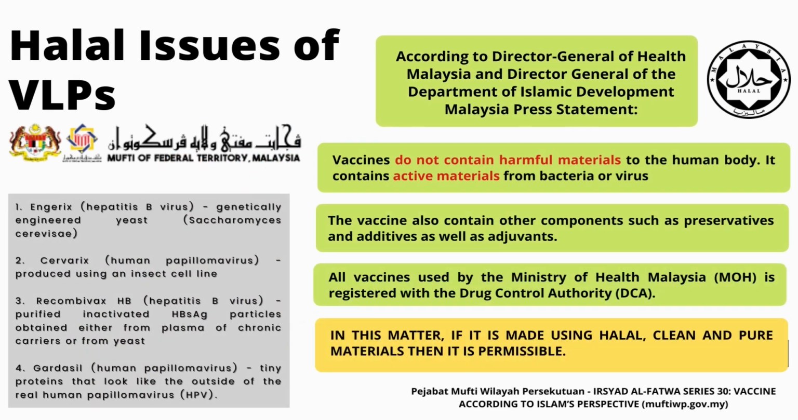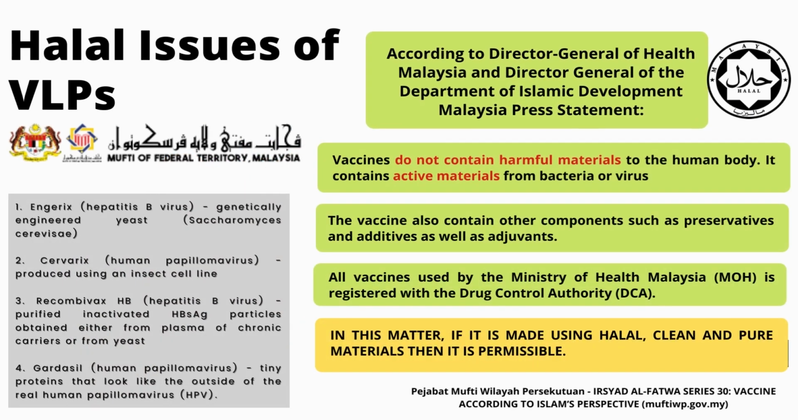Next is halal issues of virus-like particle vaccines. According to the DG of Health and the DG of JAKIM press statement, vaccines do not contain harmful material to the human body. They also contain other components that are permissible to be used, and all vaccines used by the MOH are registered with DCA. In this issue, the examples of virus-like particle vaccines are Engerix, Cervarix, Recombivax HB, and also Gardasil, and their sources are permissible. So in this method, if it is made from halal, clean, and pure materials, it is permissible to be used.